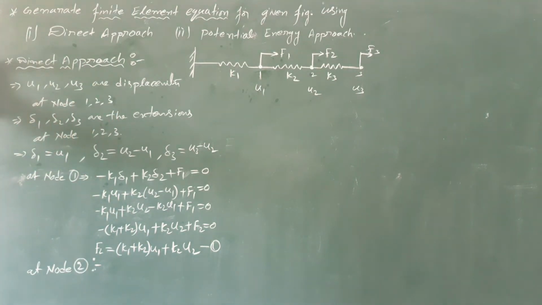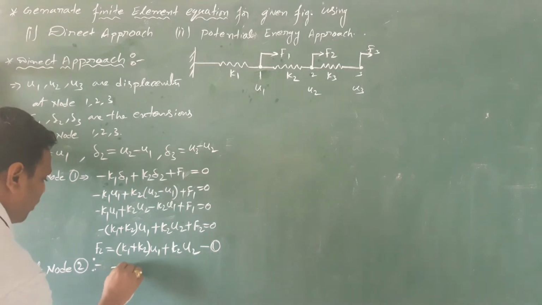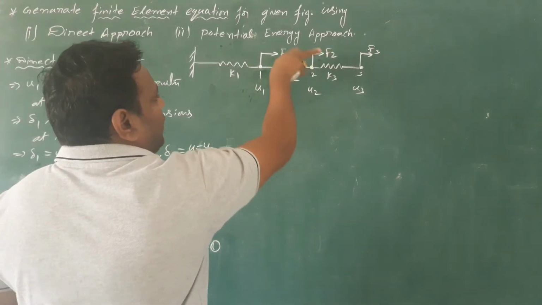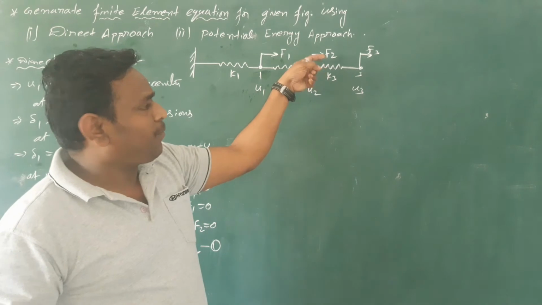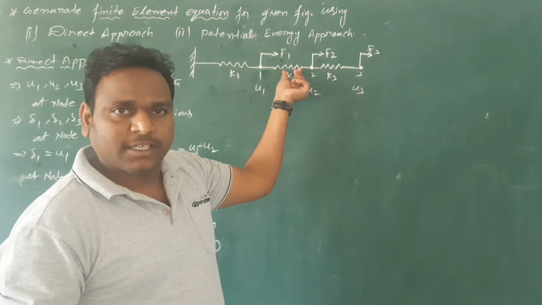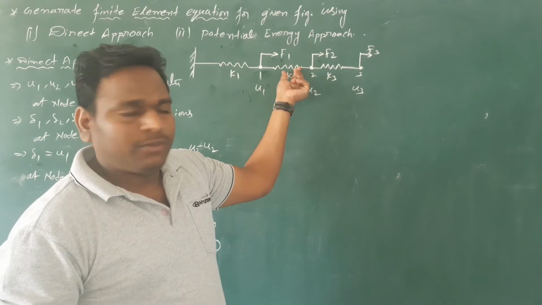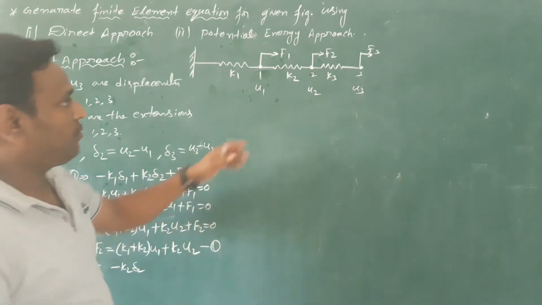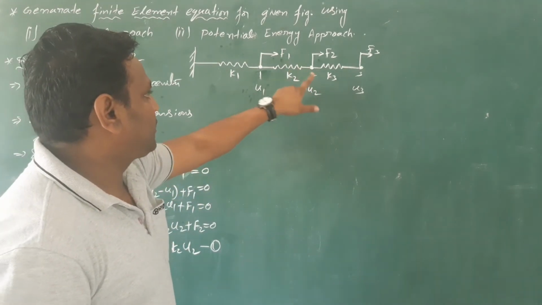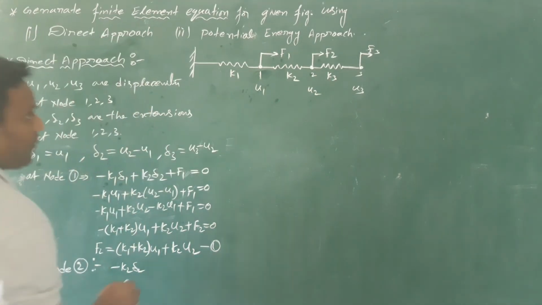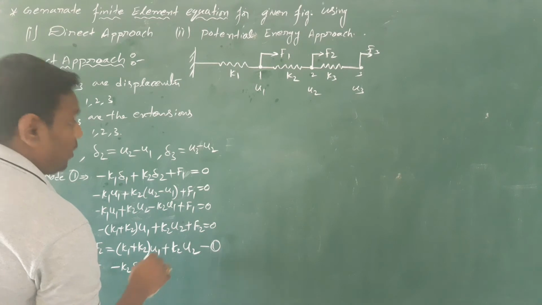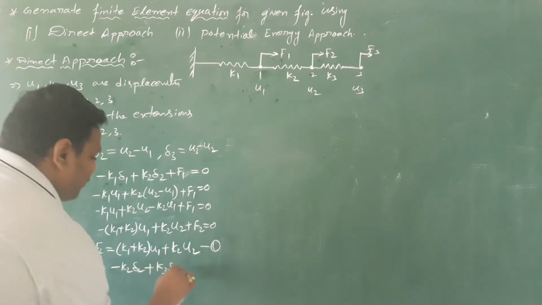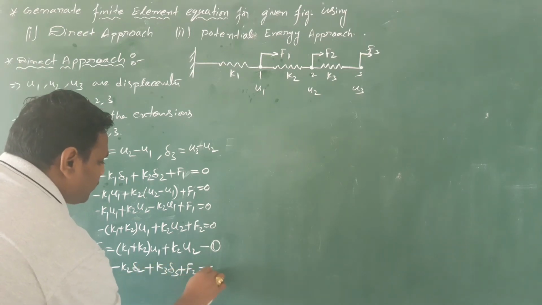Now write it: minus K2 delta 2. If force F2 is applied in the forward direction, the spring element applies a force in the opposite direction, so I write it here in negative. Plus K3 delta 3 plus F2 is equal to 0.